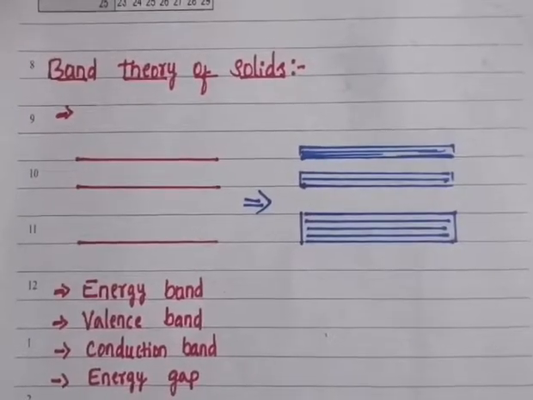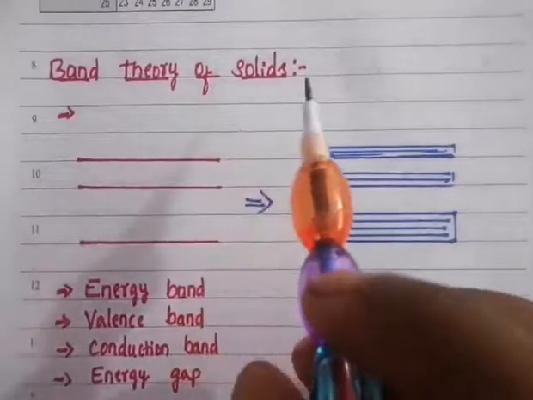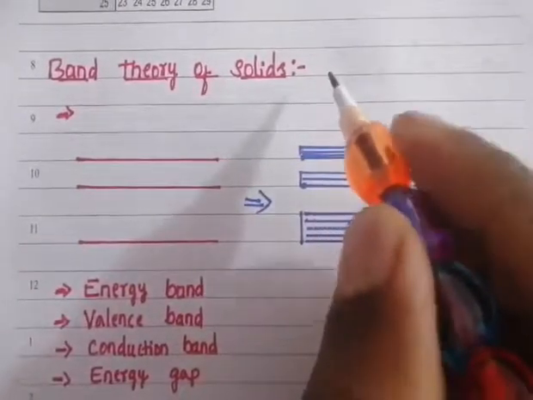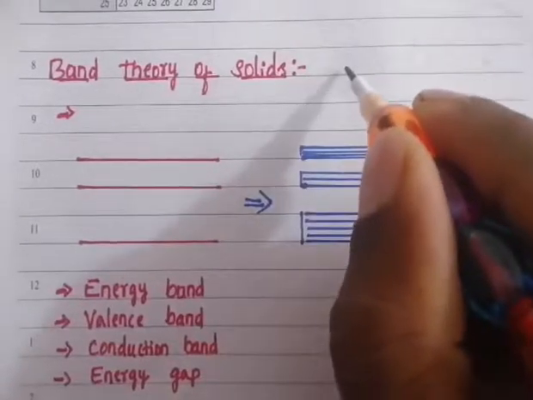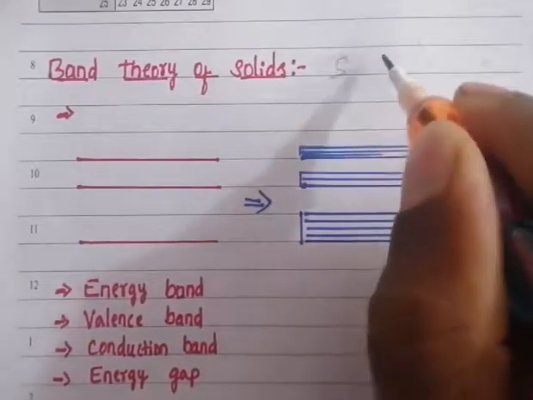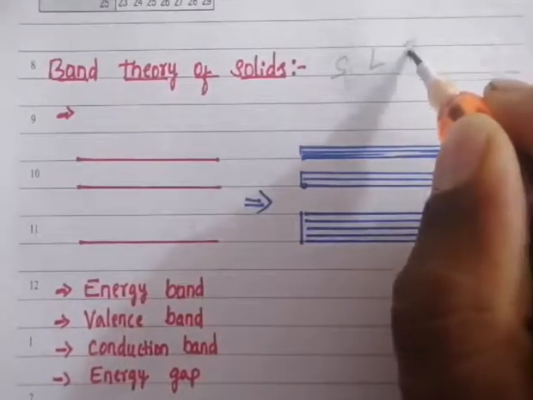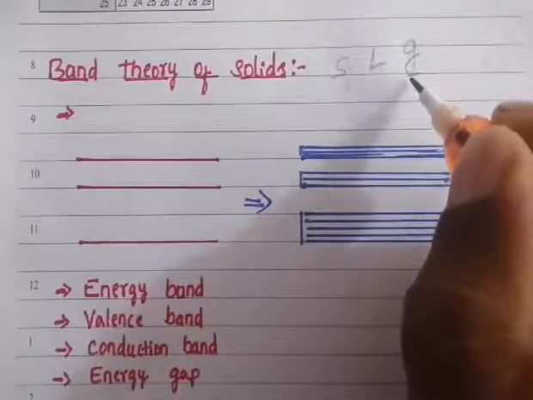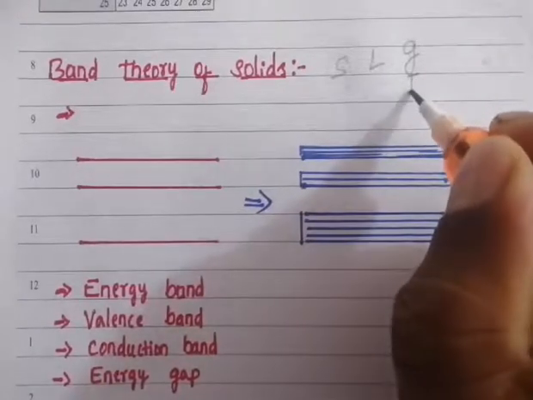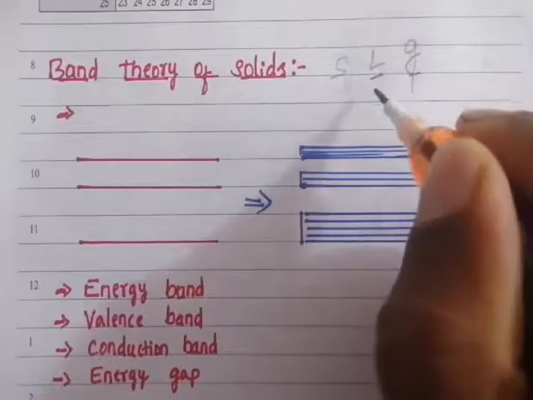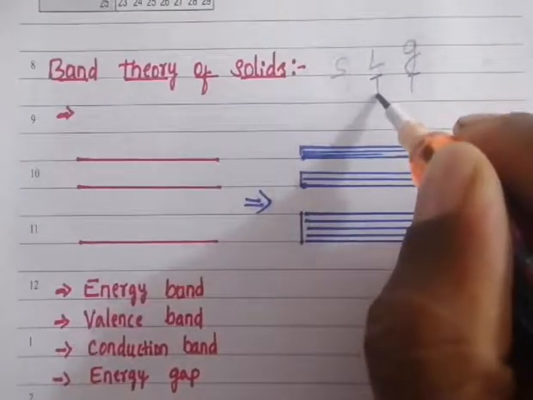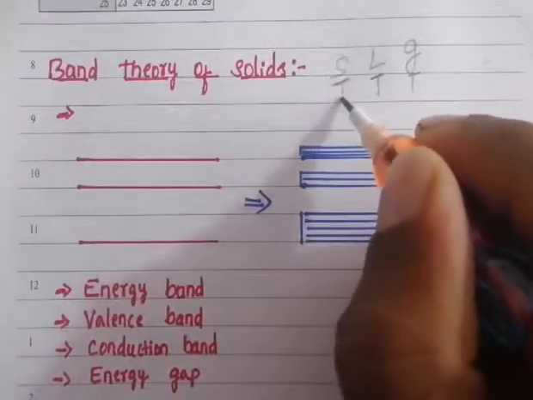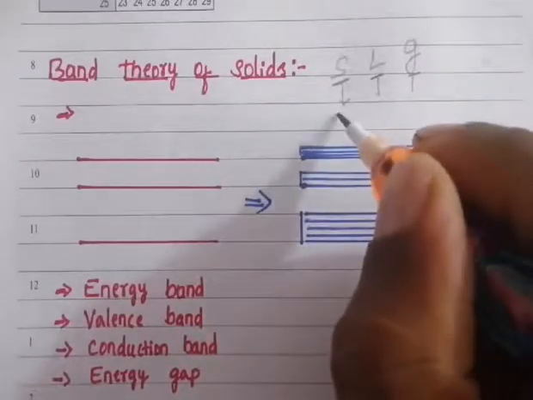Okay, next concept is band theory of solids. Students, we know that matter exists in three states, that is solids, liquids and gases. In the gaseous state, the atoms are freely moving. In the liquid state, the atoms are loosely bonded, but in the solid state, the atoms are closely packed. So this is one concept.